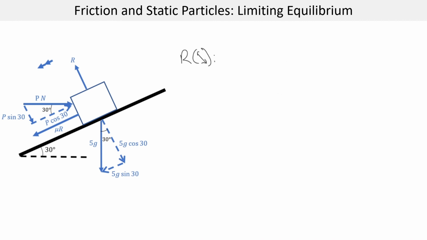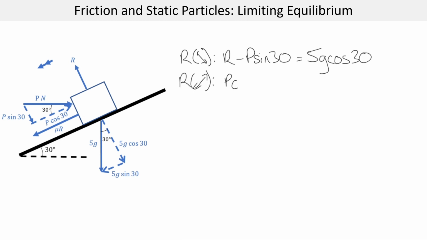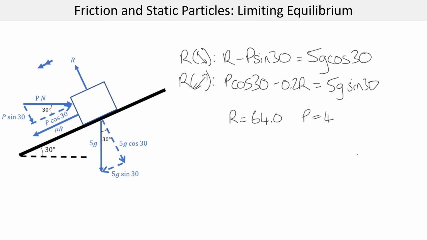So resolving perpendicular, this time around we get R minus P sine 30 equals 5g cosine 30. And resolving in the direction of motion, we get P cosine 30 minus the friction, rather than adding the friction, equals 5g sine 30. I could have written this as P cosine 30 equals 0.2R plus 5g sine 30, but I'm anticipating the simultaneous equation, so I'll just put it all on the left-hand side. Okay, back to the calculator, into the equation solver, and what do we get? We get R equals 64.0 and P equals 43.1.